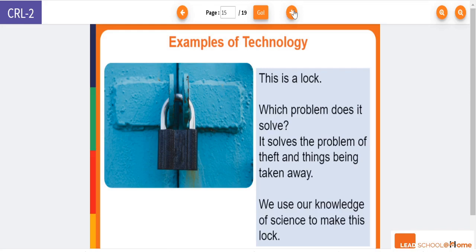We use our knowledge of science to make this lock, right? So we know about what material can be used. Do you think using a light material like paper would help? No, because it will be easily torn off. So we know that we need something heavy, something which is not easy for someone to break, right? So we use metal and we use material which is tough, which is really good and which will solve the purpose of keeping our things safe, right? So that's science, and this knowledge of science we use in creating the lock. And when we do that, we are actually using technology.